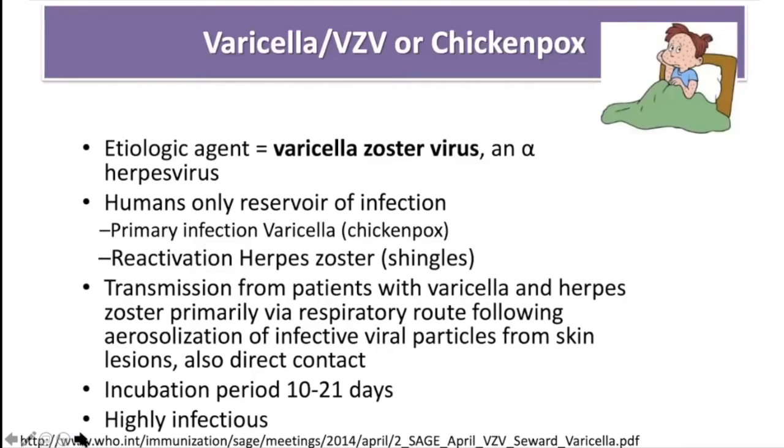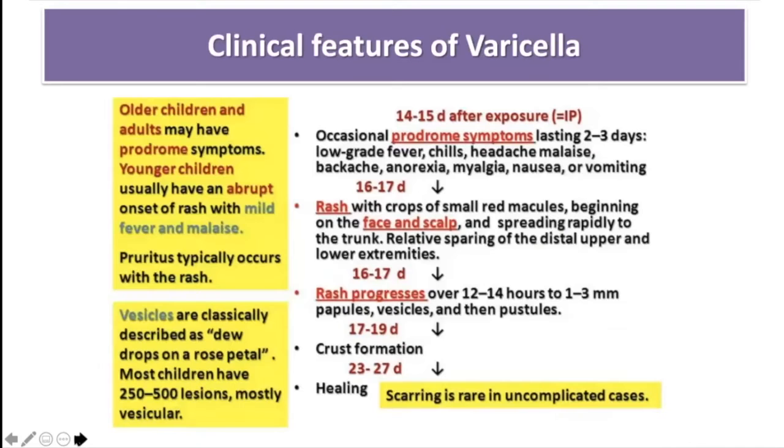So varicella, the etiologic agent is your varicella-zoster virus, or chickenpox. The humans are the only reservoir of the infection. We know that the primary infection is the chickenpox, and reactivation is possible in the form of shingles. Transmission from patients with varicella and herpes zoster is primarily via the respiratory route. The incubation period is usually 10 to 21 days, and varicella is also highly infectious like your measles.